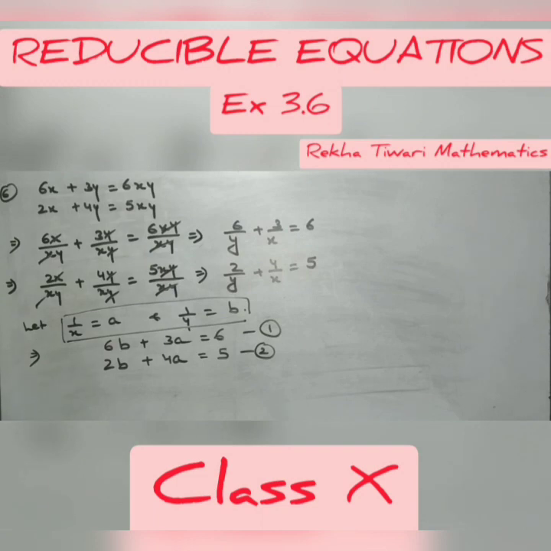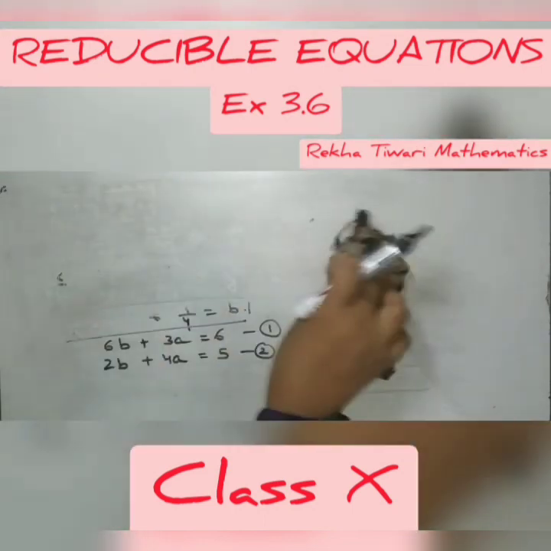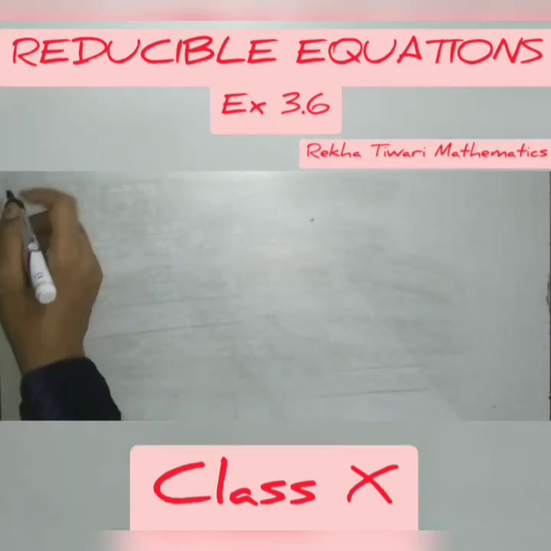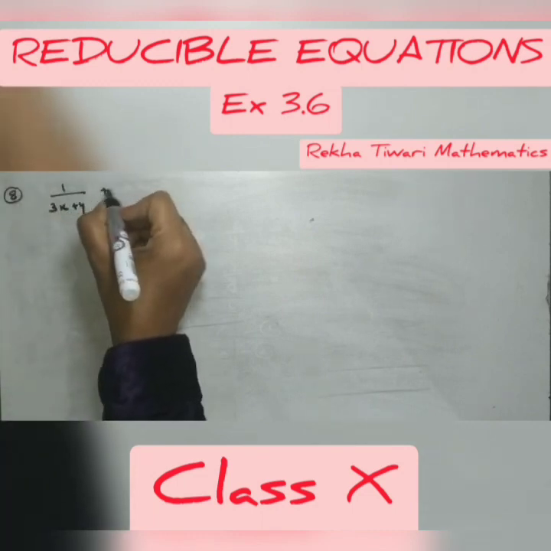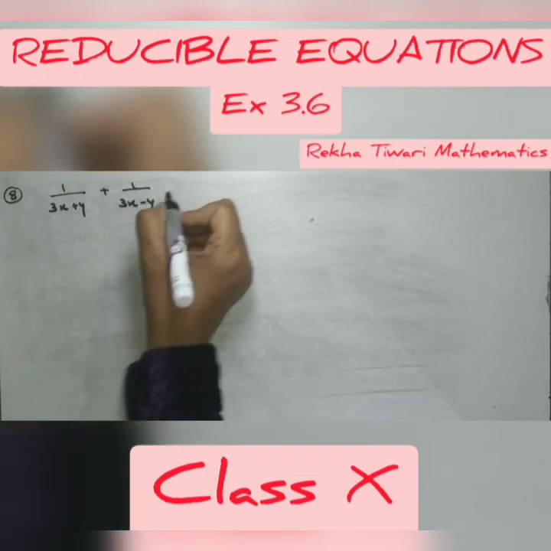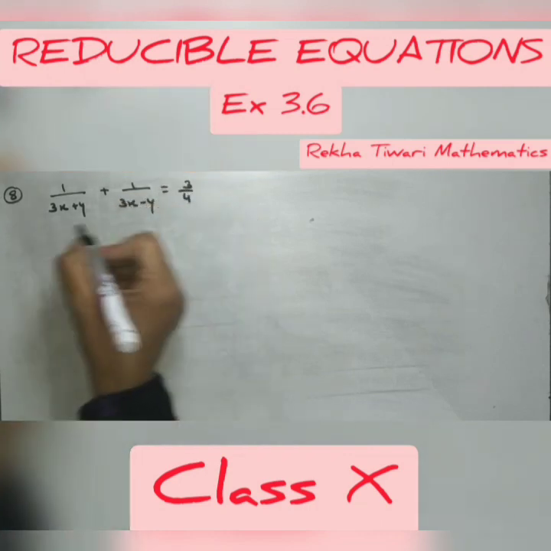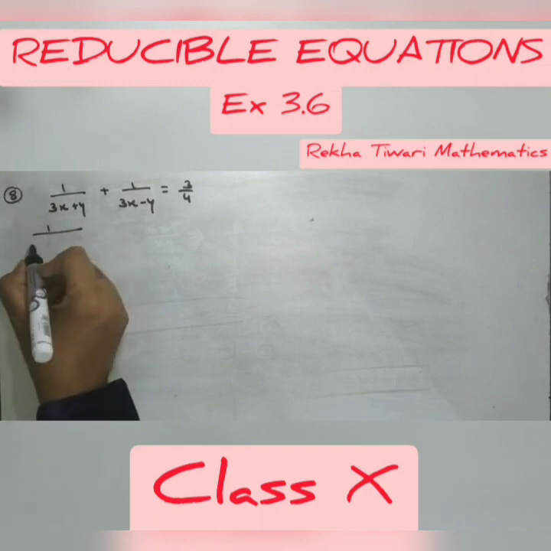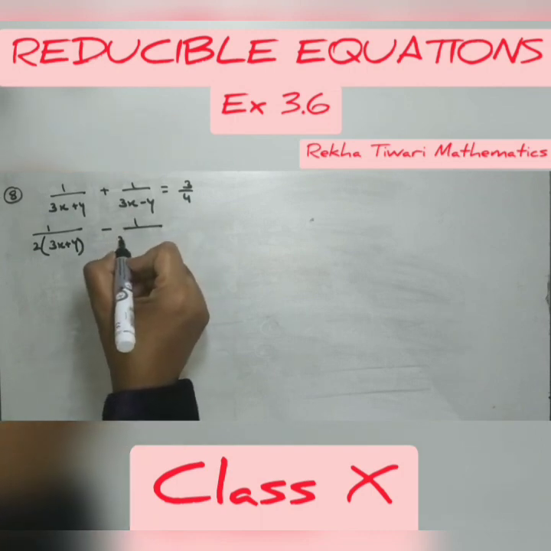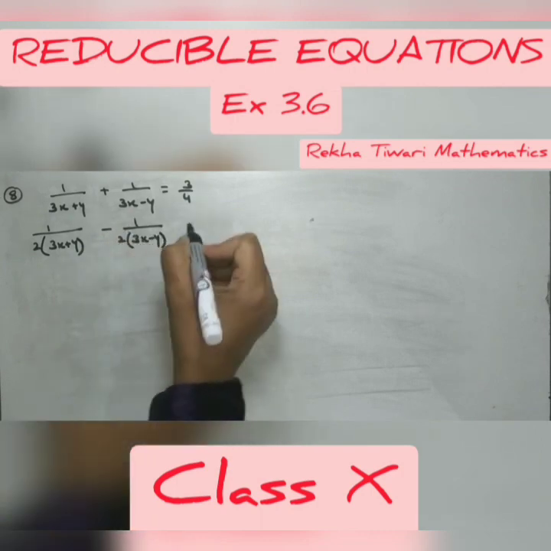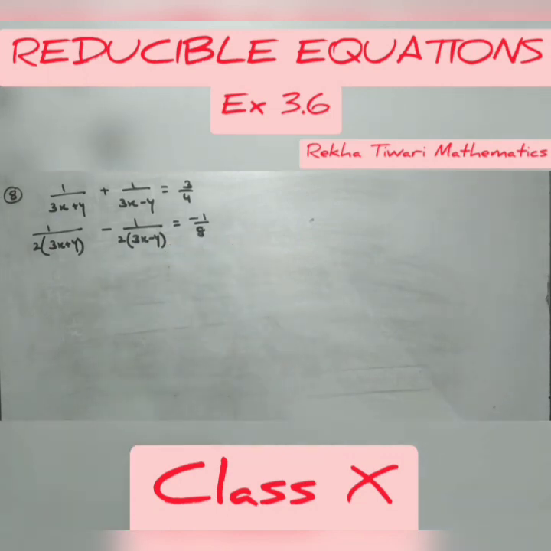7th you have to do yourself. I am going to solve the 8th part now. In 8th part, the equation given is 1 upon 3x plus y plus 1 upon 3x minus y is equal to 3 by 4, and the second one is 1 upon 2 bracket 3x plus y minus 1 upon 2 bracket 3x minus y is equal to minus 1 upon 8. So these are the equations given to you.